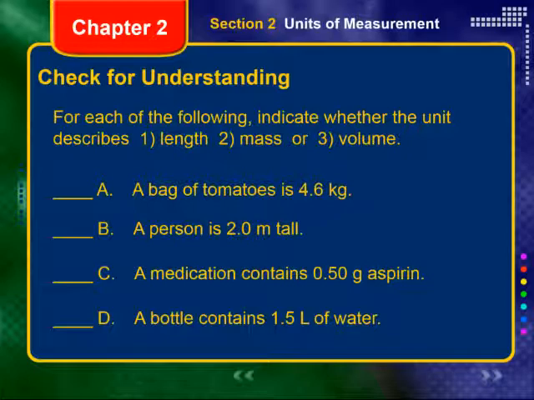So let's see how we're doing so far. For each of the following, meaning A, B, and C, indicate whether the unit is a length, a mass, or a volume. Go and press pause now.